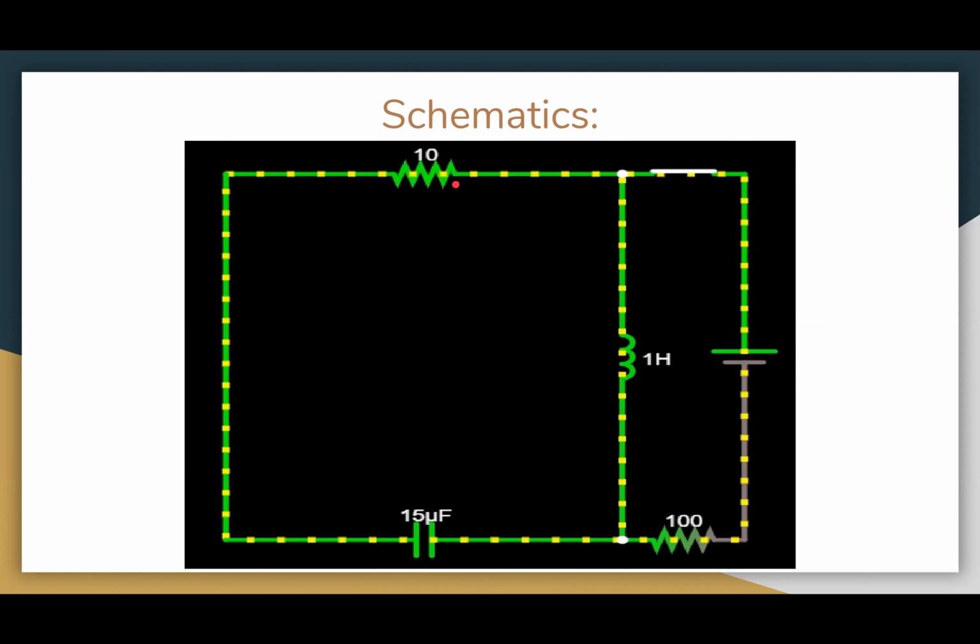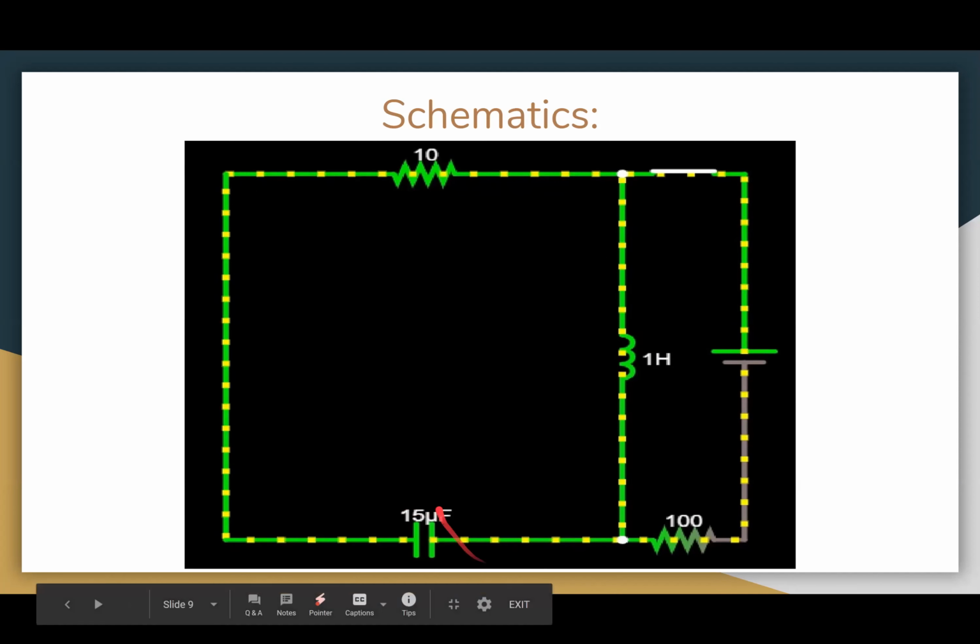So we got the current going through the positive end and spreading out into this side and here. So it goes through the resistor. The resistor impedes the flow of current, so not a lot of current passes through here. And then we got our capacitor.